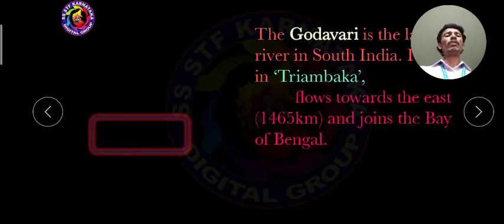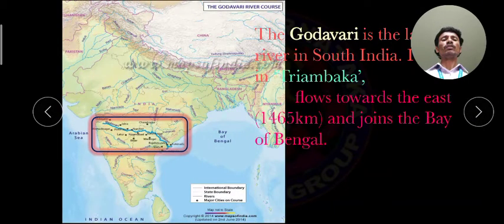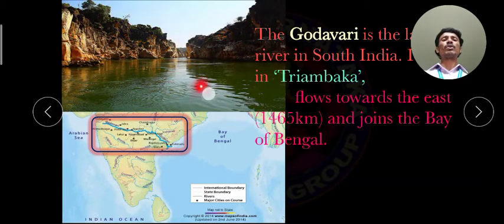Then another very important river, Godavari. It is the largest river in South India. It rises in Triambaka. It flows towards the east. It joins the Bay of Bengal. Almost all east flowing rivers join the Bay of Bengal only. The Godavari river is 1465 kilometers in length. Look at here. This is the river Godavari. The picture of Godavari.